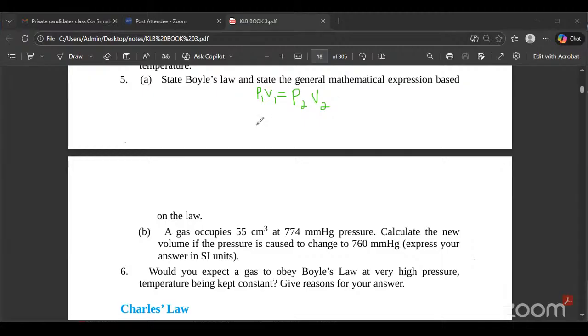So we have P1, so it will be 774. Allow me again not to write the units. 774 multiplied by 55 is equivalent to 760 multiplied by V2. Remember the units. Now, if I don't write because of time, we are moving very fast. I should have written 774 millimeter mercury, and then you have 55 centimeters, and then the other one is the same one. So I divide here by 760. But you can see this green color.